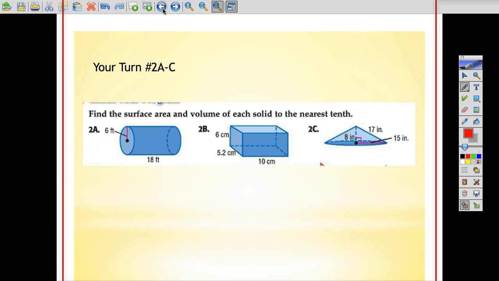Okay, so here's your turn, 2A through 2C. Find the surface area and the volume of each solid to the nearest tenths. Okay, that means point something. All right, so go ahead and do 2A, 2B, 2C. If you need to go back to the slide where it has all the equations on it, copy it down and come back, you can do that. But make sure you have 2 answers per problem. You have to find a surface area and volume for each problem. Okay, so this will take a while, but make sure you do it on a separate sheet of paper and come back when you're done.